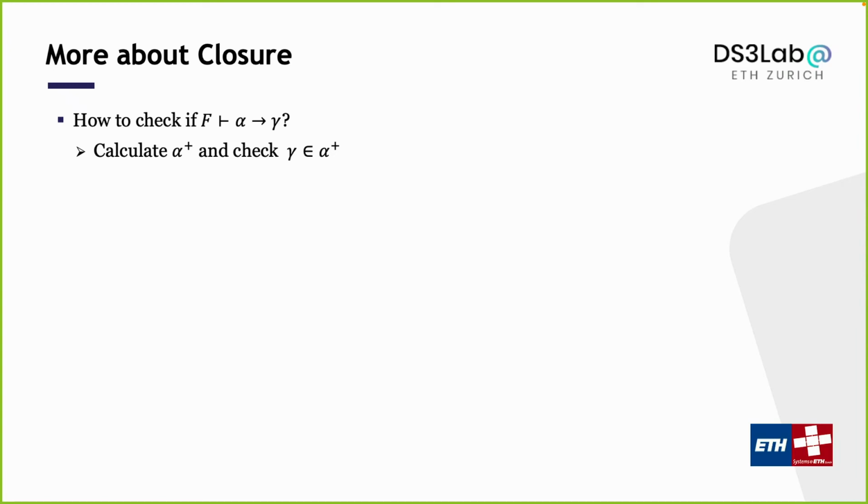Once you have this very simple algorithm to compute the closure, you can actually use it to check whether you can derive a functional dependency rule from a given set of functional dependency rules. And you can use that to do other things.